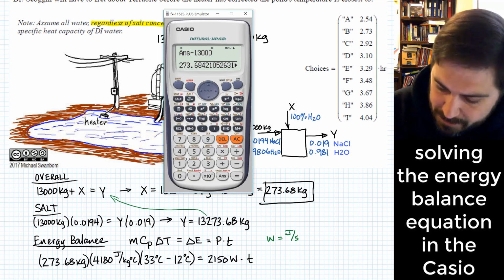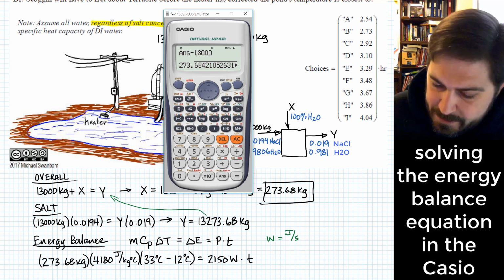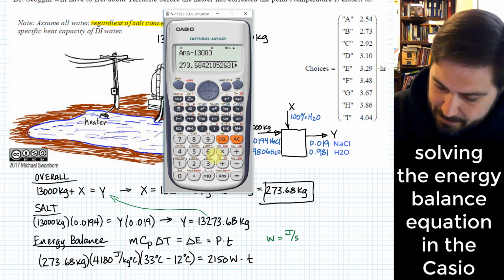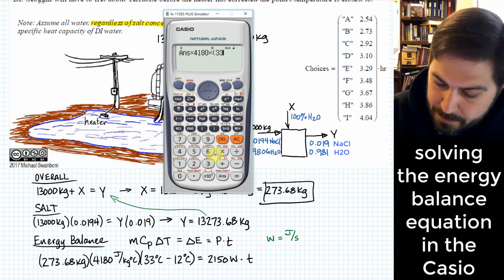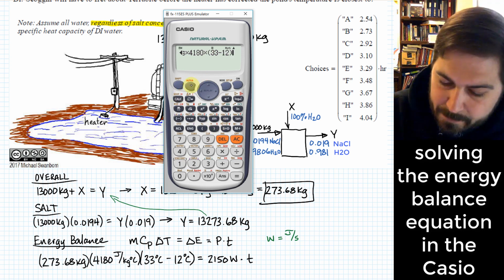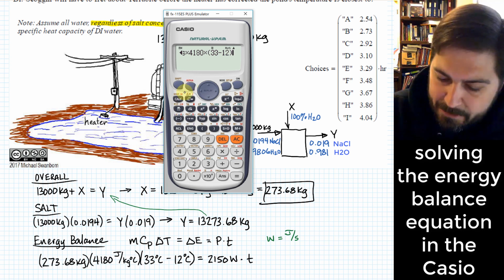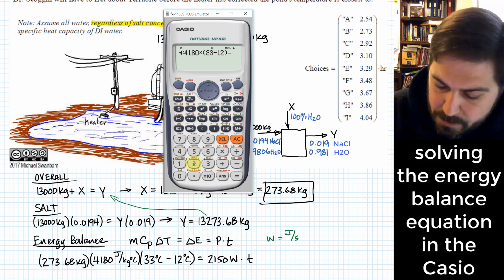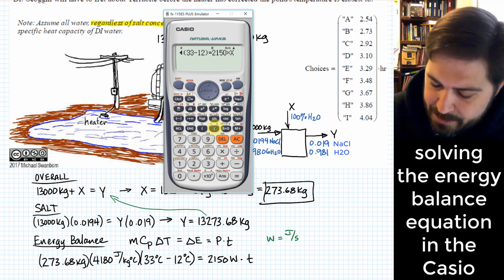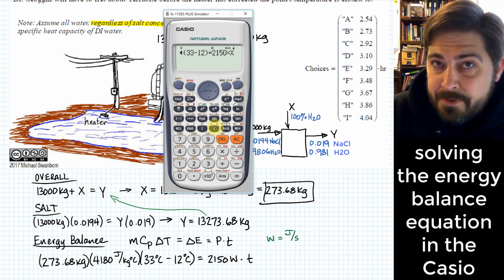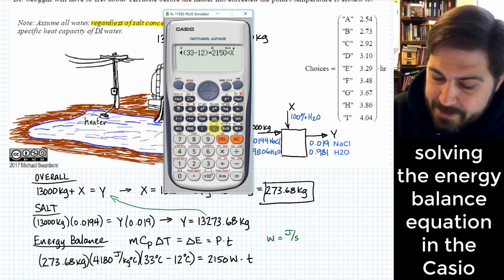All right, so let's plug these values in. So I have this 273.684 times 4180 times the difference between 33 and 12. I'm going to use a technique here where I use an equal sign. I get that by hitting alpha, and then above the calc key there's an equal sign. I'm going to set this equal to 2150 times x. It's not that this equation would be hard to rearrange manually, but since the calculator will solve these types of equations, it's just as easy to enter it like this.